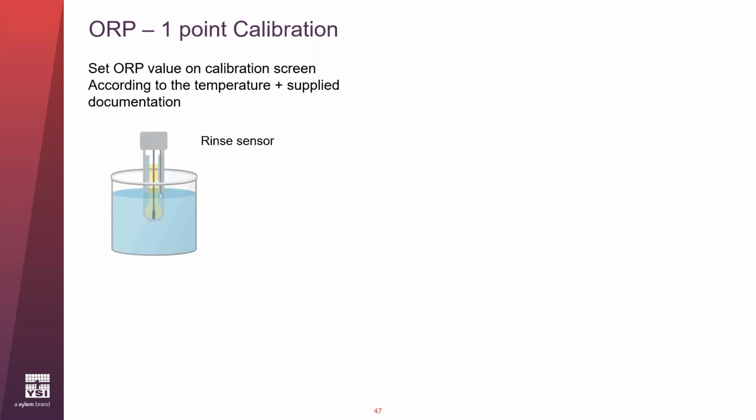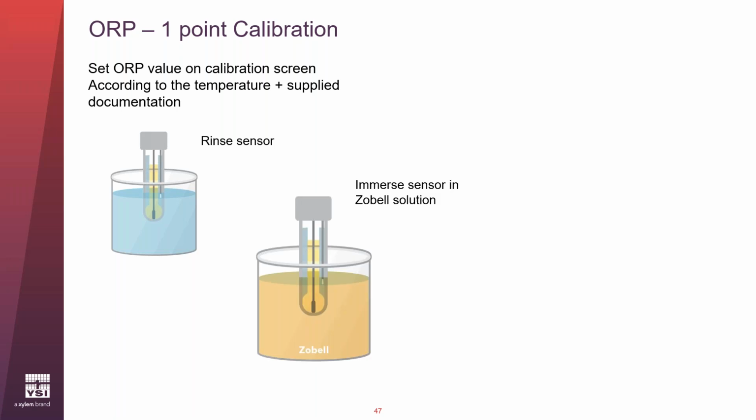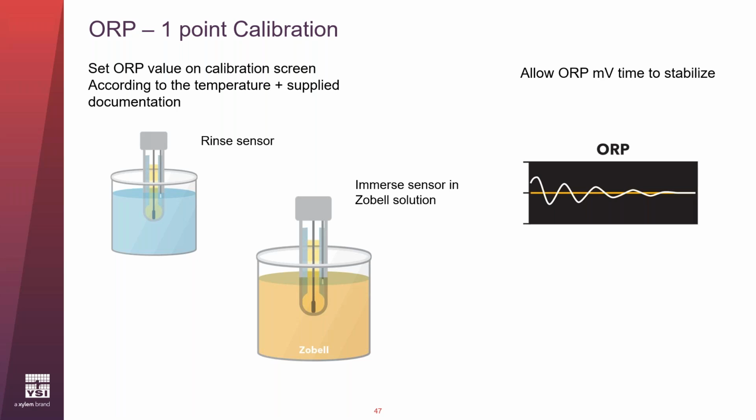So you want to rinse your probe with the cleanest water you have available: DI, reverse osmosis, distilled, in that order of preference. Gently shake off any droplets that are clinging to that probe. Then you want to immerse your probe completely into the calibrator, which is Zobell's solution. It's kind of an iron-colored solution. Allow your ORP millivolts time to stabilize. We're looking for both the temperature and the ORP value to stabilize.